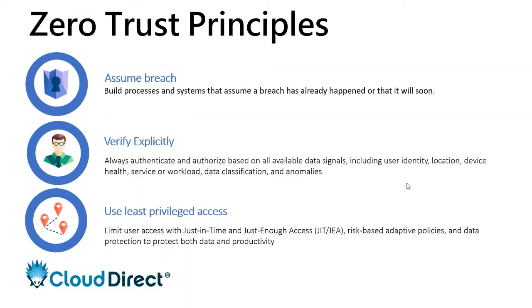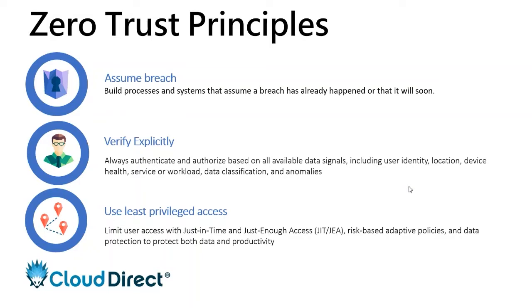So starting with assumed breach, this really means using redundant security mechanisms, collecting system telemetry, using it to detect anomalies, and wherever possible connecting that insight to automation, and that will allow you to prevent, respond and remediate in real time.